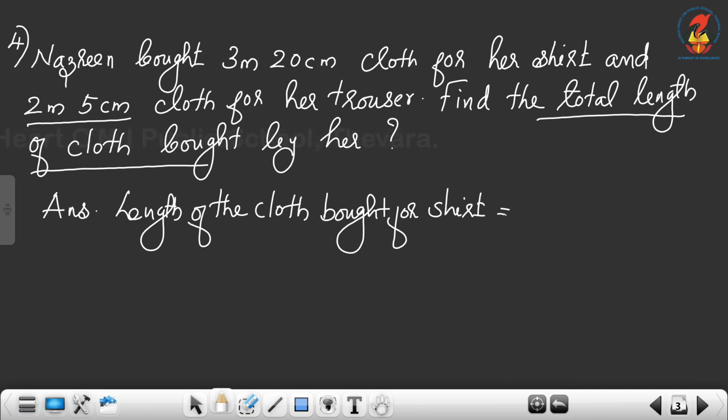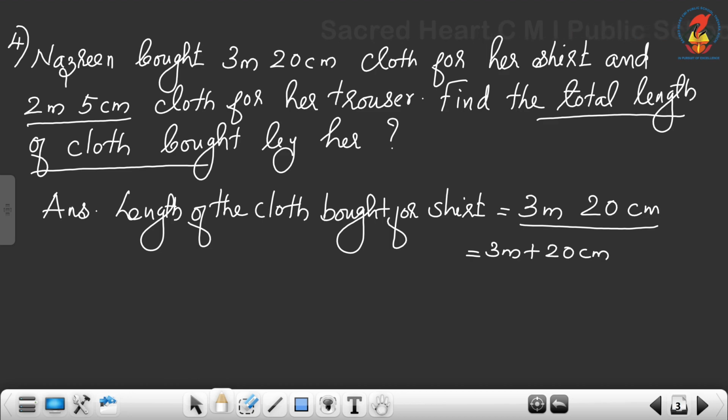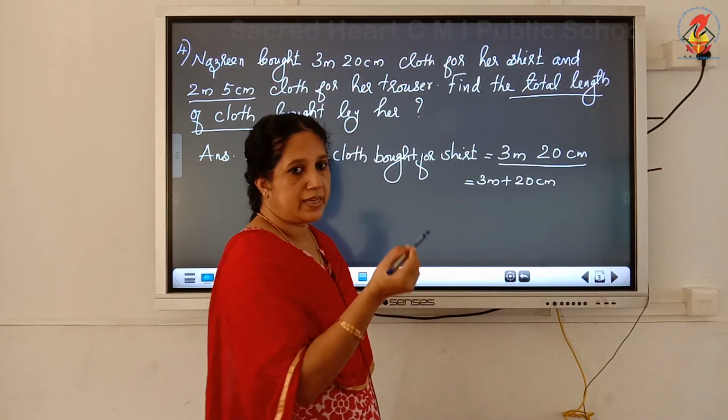Equal to 3 meter 20 centimeter. So the length of the cloth is given as 3 meter 20 centimeter. Now we have to express this quantity in terms of a decimal number. So how can we write it in terms of a decimal number? 3 meter 20 centimeter means it is 3 meter plus 20 centimeter. That is the meaning. Then how can we convert?